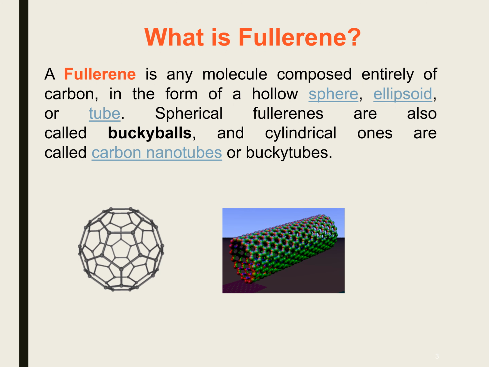What is fullerene? A fullerene is a molecule composed entirely of carbon, in the form of a hollow sphere, ellipsoid, or tube. Spherical fullerenes are also called buckyballs, and cylindrical ones are called carbon nanotubes or buckytubes.